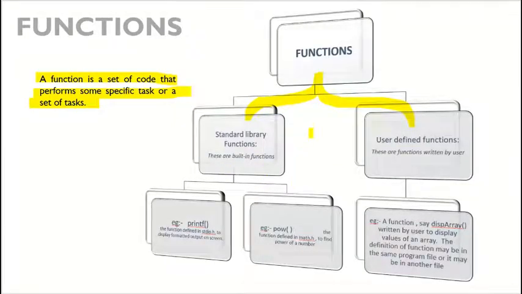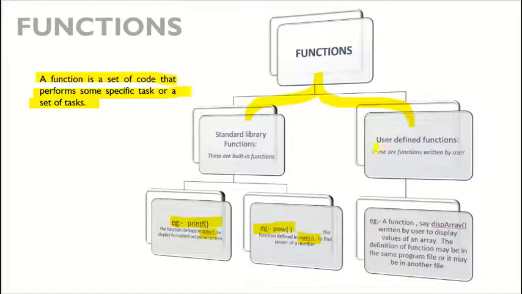The standard library functions are the built-in functions like printf, pow, etc. The printf function, which is defined in the stdio.h header file, displays formatted output on the screen. The pow function is used for calculating the power of a variable and it is defined inside math.h. So stdio.h and math.h are header files which contain the definitions of these functions.